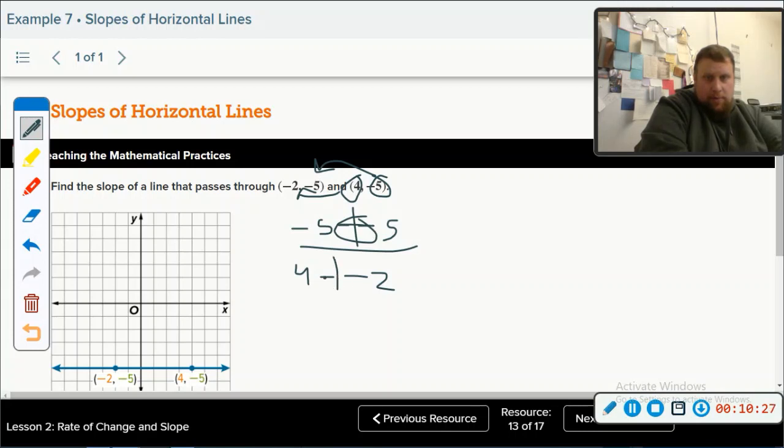This will turn into a plus. And I'm left with -5 plus 5 equals 0. And 4 plus 2 is 6. Really, the denominator doesn't matter because we're going to have 0 over 6, which is 0 slope. Okay? All horizontal lines have a 0 slope. And we see that down here is just a nice horizontal line at y equals -5.